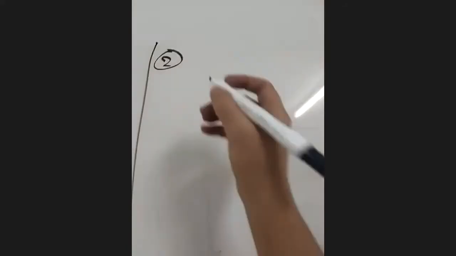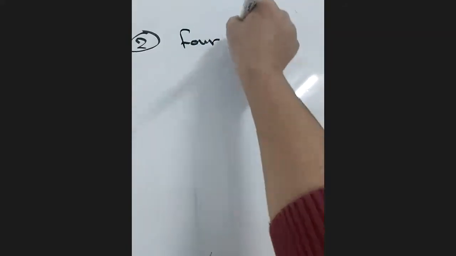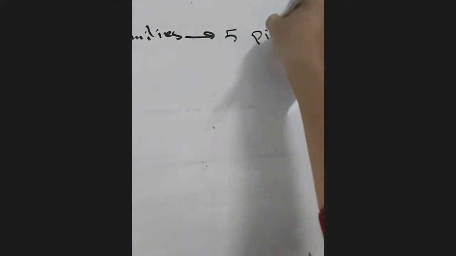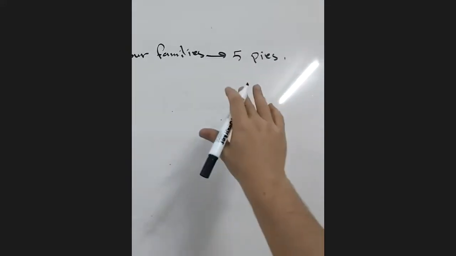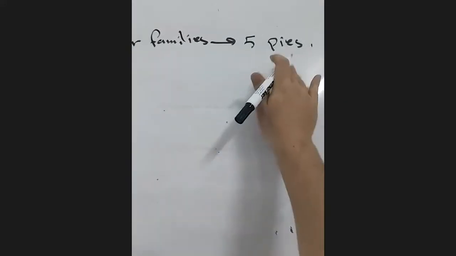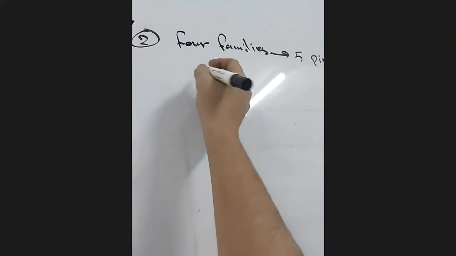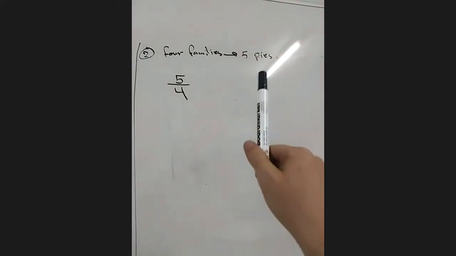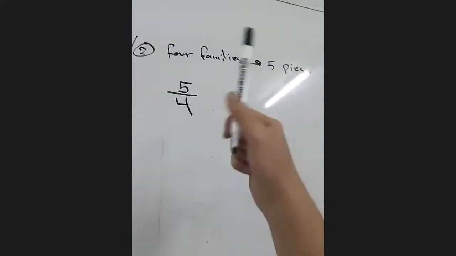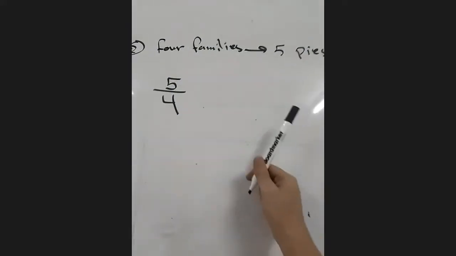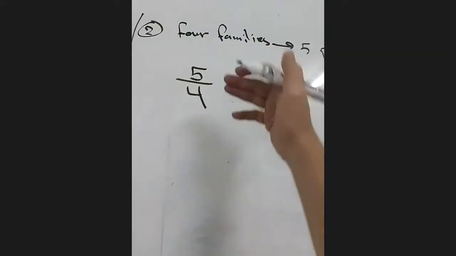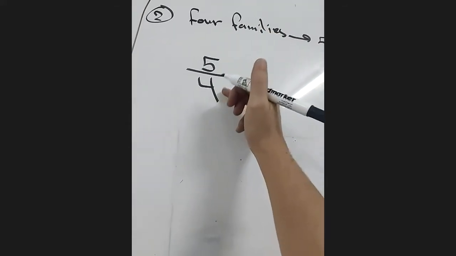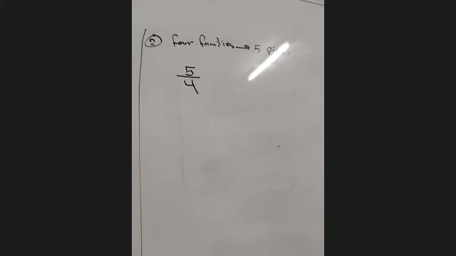So question 2, guys, we have 4 families, and we have 5 pies. We will divide the 5 pies on the 4 families. So our fraction will be 5 over 4. 5 pies divided on 4 families. We won't divide the families on the pies. No, we will divide the pies on the families. So the upper number, the dividend, which is the pies, and we will divide it on the families down, which is 4 families. Now, this is part 1.